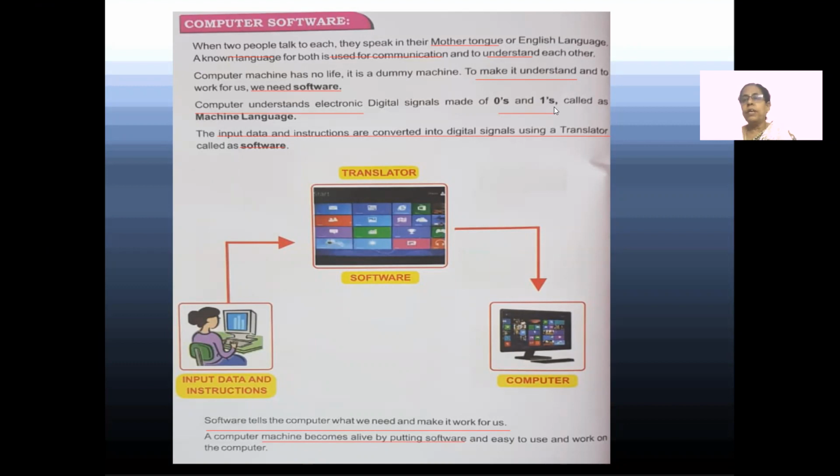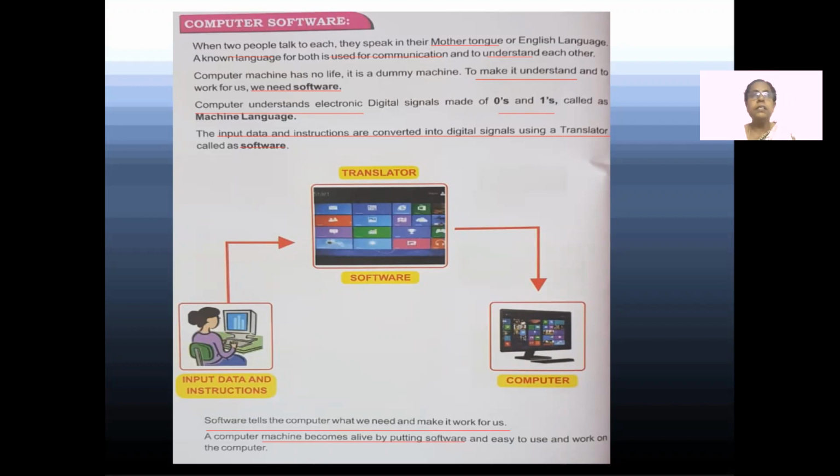Now we know that when two people are communicating, both people should know the language. They communicate in their own mother tongue, a common language where both can understand. So also for a computer to understand, we need a proper language. Software is loaded or fed into the computer for it to understand whatever information or instructions we are giving to the computer.